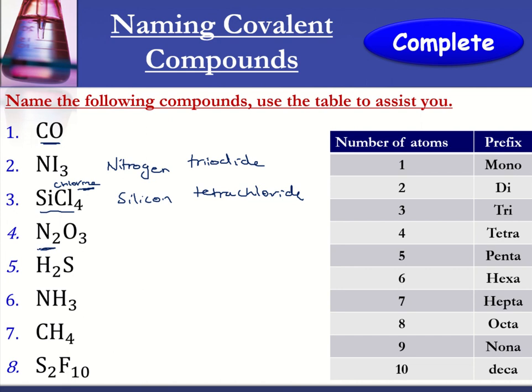We have nitrogen here, we have oxygen here. Now notice that there is a 2 in front of the nitrogen, which means we will need to add a prefix. And so we're going to call this dinitrogen trioxide. Okay, the next one we have here is dihydrogen monosulfide.